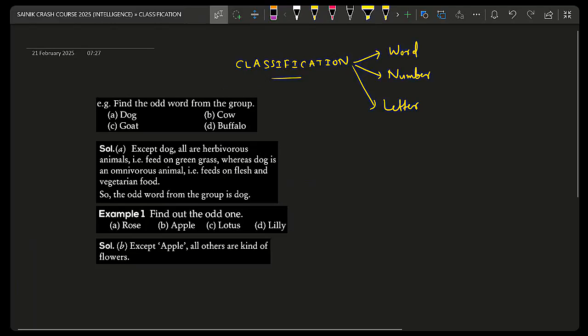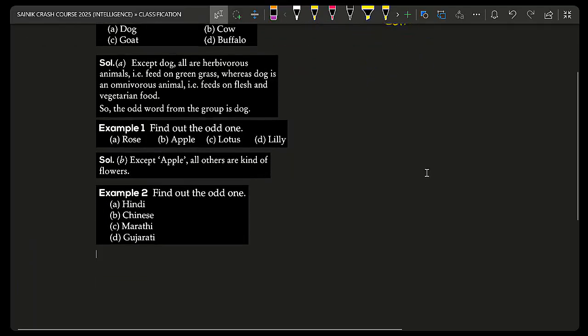Example 2. It's a very simple question. So all of you try this next question. Find the odd one: Hindi, Chinese, Marathi, Gujarati. All of you can participate in the poll now. Find out the odd one: Hindi, Chinese, Marathi, Gujarati.